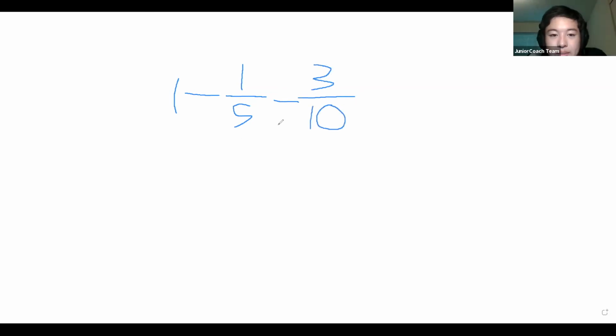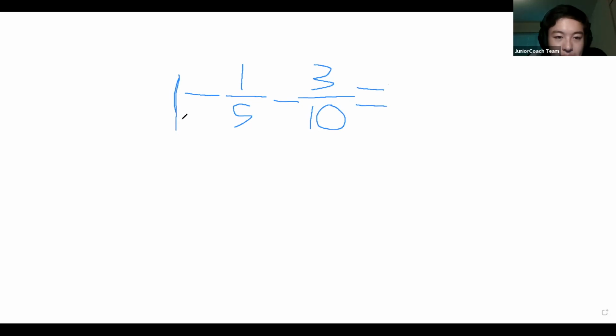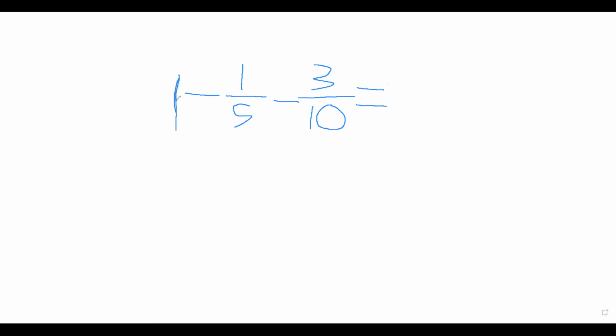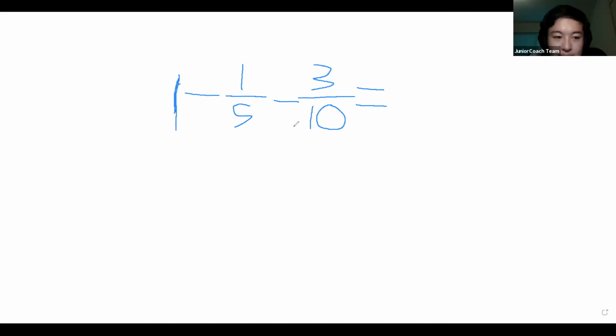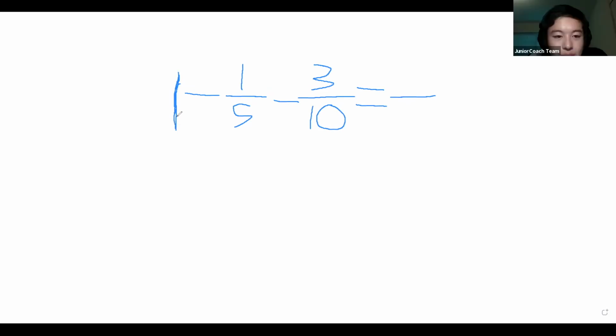So what would be the first step? You will make everything have the same bottom number, right? So in this case, we'll take 10. So what is 1 equal to? Nope, it is not 8/10. Hmm. This question is very confusing. So first of all, do we agree that 1 is 10/10? Do you agree? 10/10 is 1?